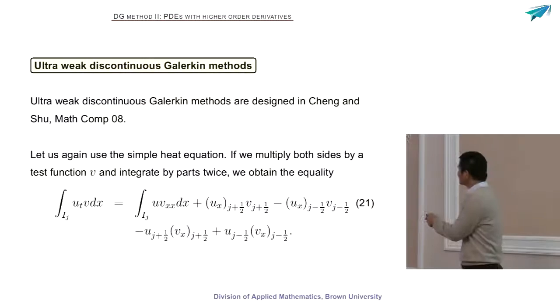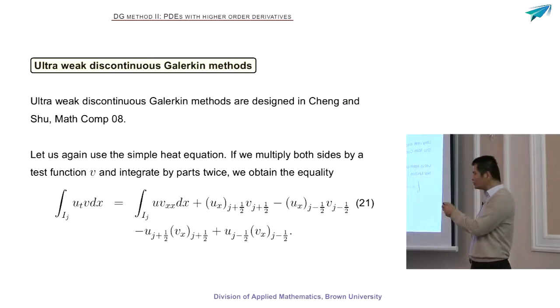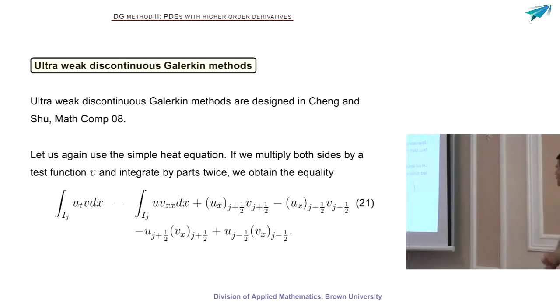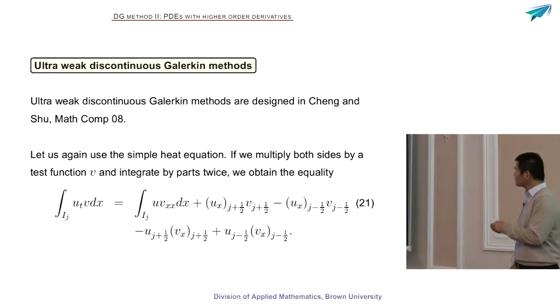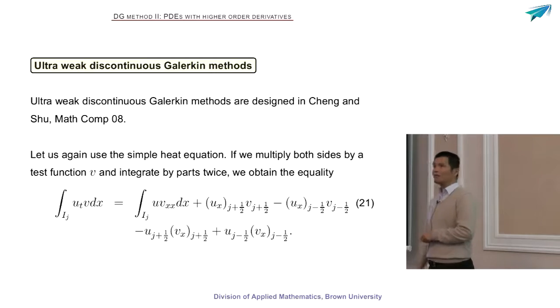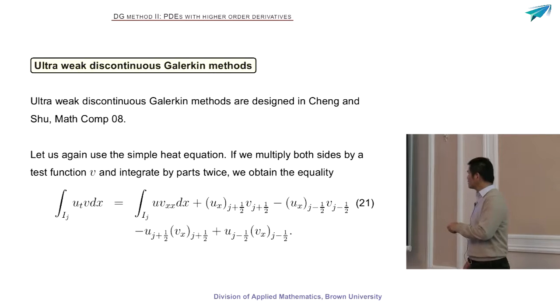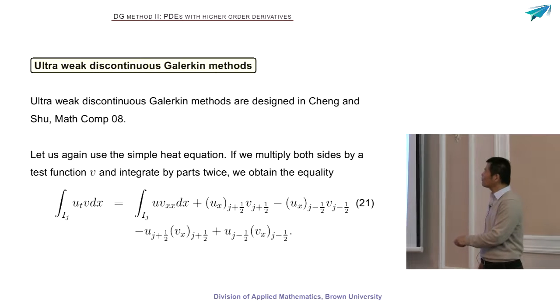So the last item in this convection diffusion DG is the ultra weak discontinuous Galerkin method. This was in a paper by Chen and myself, Yingda Cheng and myself, in Mathematics of Computation 2008. What this method does is that it does integration by parts twice. Remember, it used to be that here you stop at u sub x times v sub x, and you have two boundary terms. Now if you do one more integration by parts to throw all the derivatives to test functions, then instead of two boundary terms, you have four boundary terms.